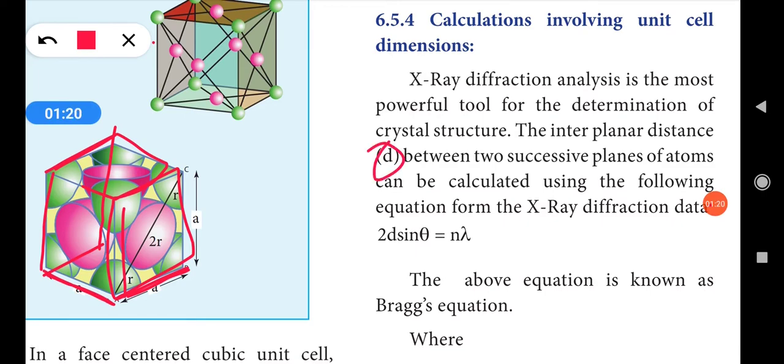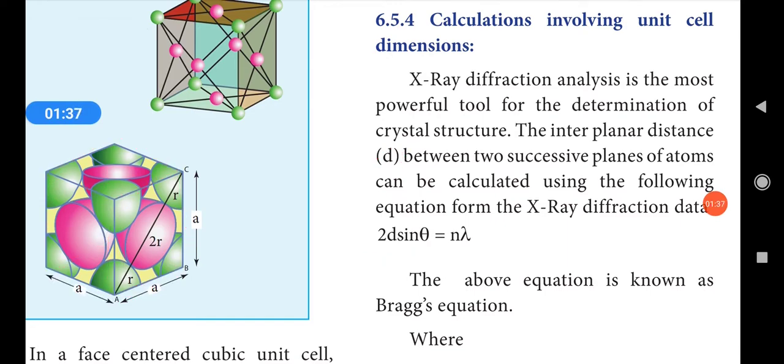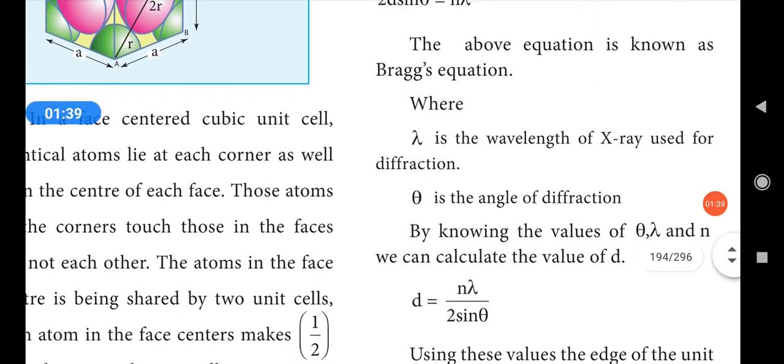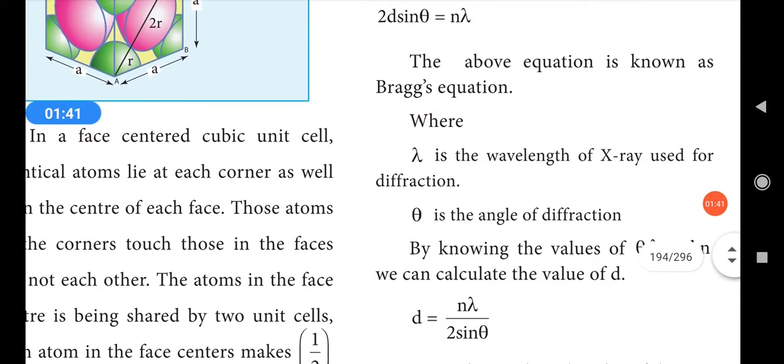The interplanar distance D between two successive planes of atoms can be calculated using the following equation from the X-ray diffraction data. That is 2D sin theta is equal to n lambda. The above equation is known as Bragg's equation.